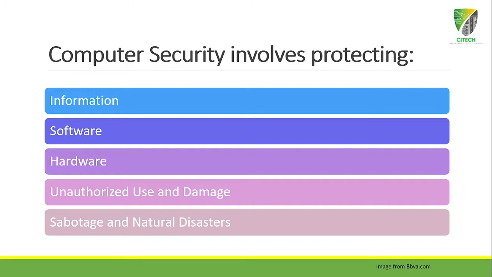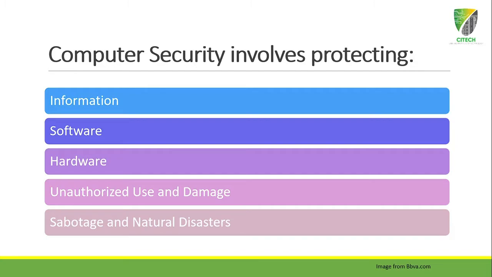Computer security involves protecting information, software, and hardware from unauthorized use and damage, sabotage, and natural disaster. First is information. As we use different social media platforms, different websites, different web applications, so gumagamit din tayo ng mga information natin upon creating our account, upon sharing different contents. So cybersecurity is there to protect our information, to keep its confidentiality. Software. Computer security also protects our software. From what? From different cyber attacks.